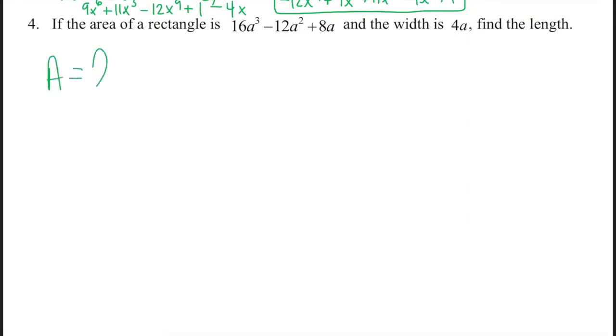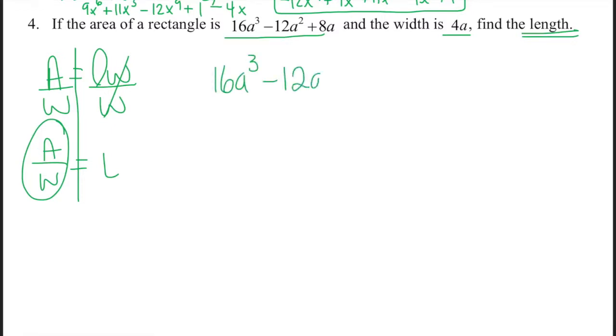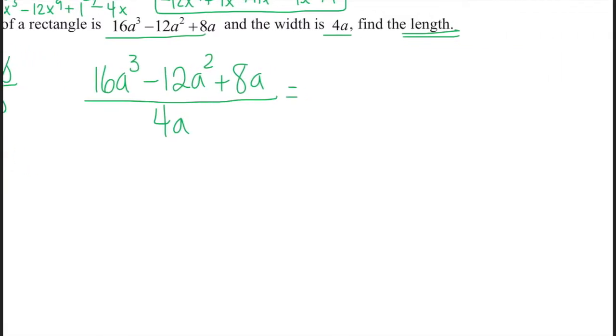If area equals length times width, if I want to find the length, if I were going to solve this equation for L, I would divide by W, and L equals A divided by W. So I can use that information in this problem. Here's the area, here's the width. So if I just do A divided by W, I'll have my length. So area, 16a to the 3rd minus 12a squared plus 8a divided by 4a. I'm going to separate it.